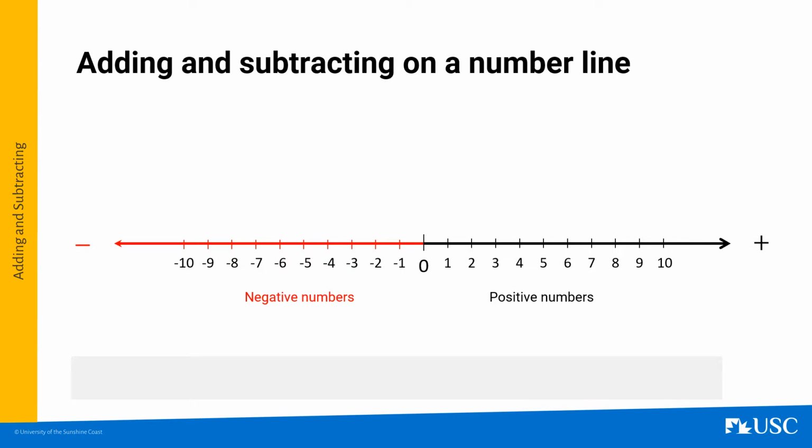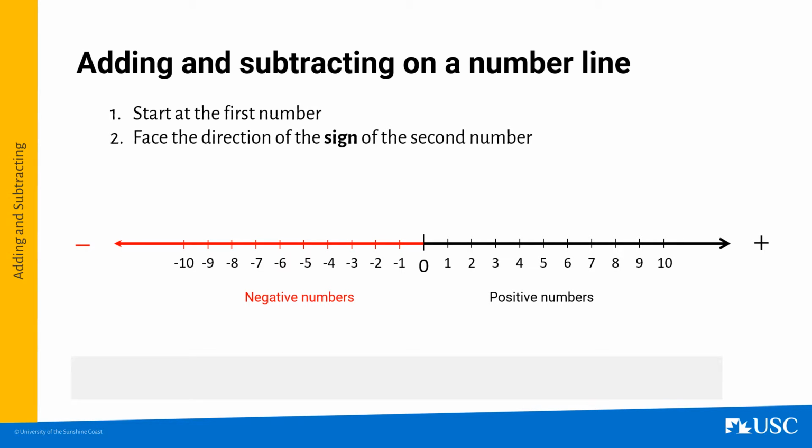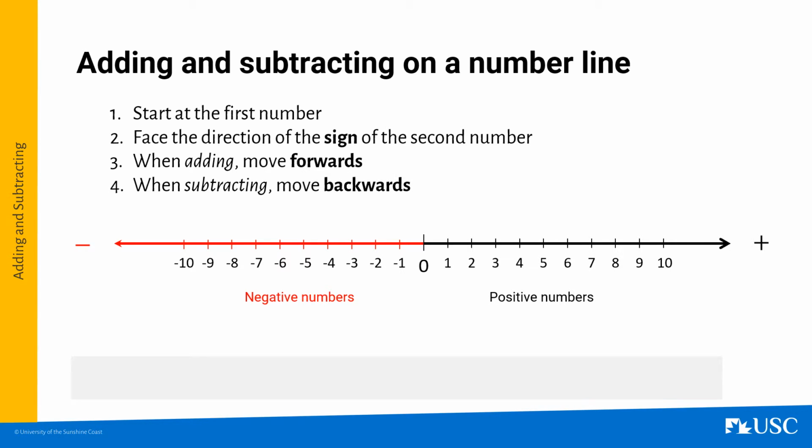It can help us add and subtract integers. We start on the first number, face the direction of the sign of the second number, move forwards if we're adding, and move backwards if we're subtracting. So for example, if we're doing 6 plus 3, we'll start at 6, face the positive direction for positive 3, move 3 places, and our answer is 9.